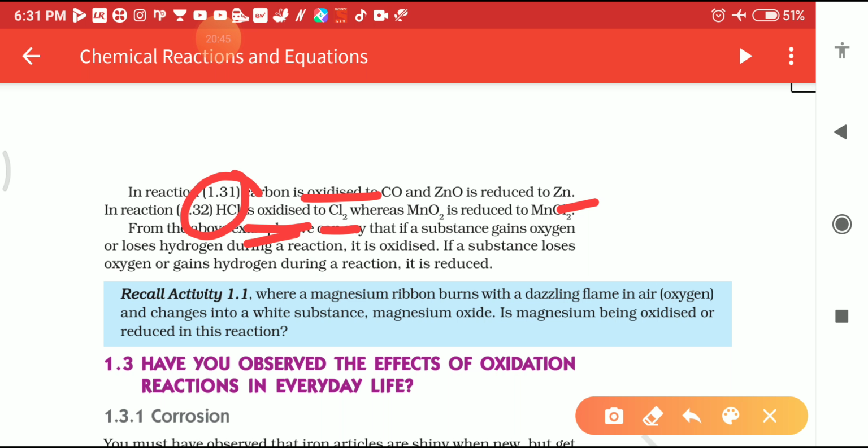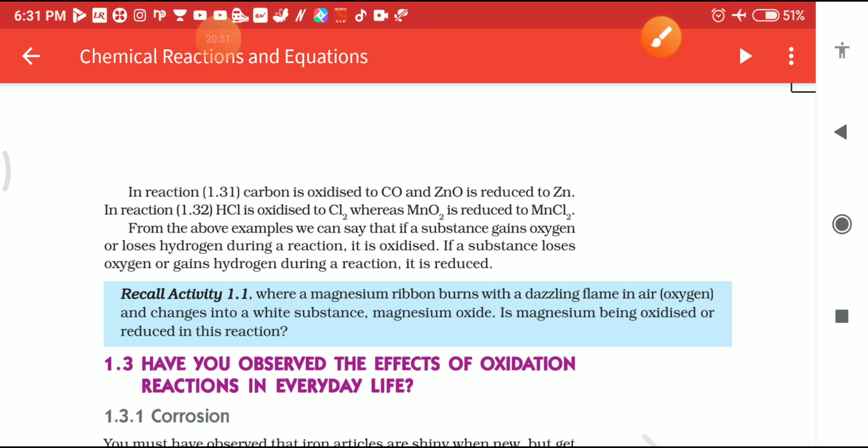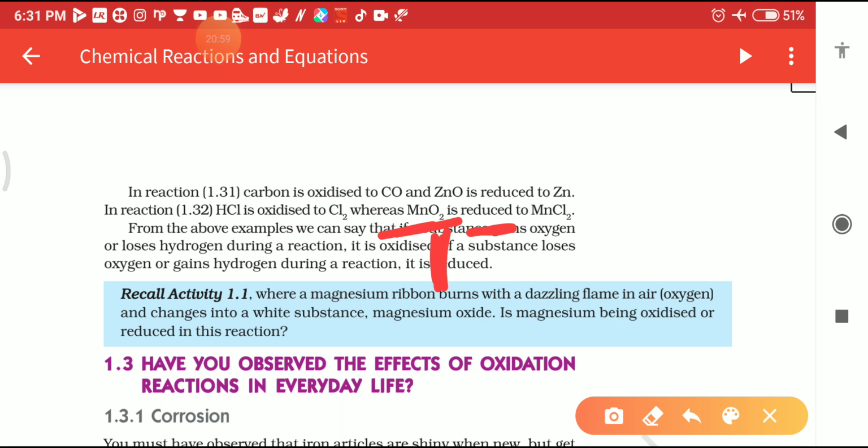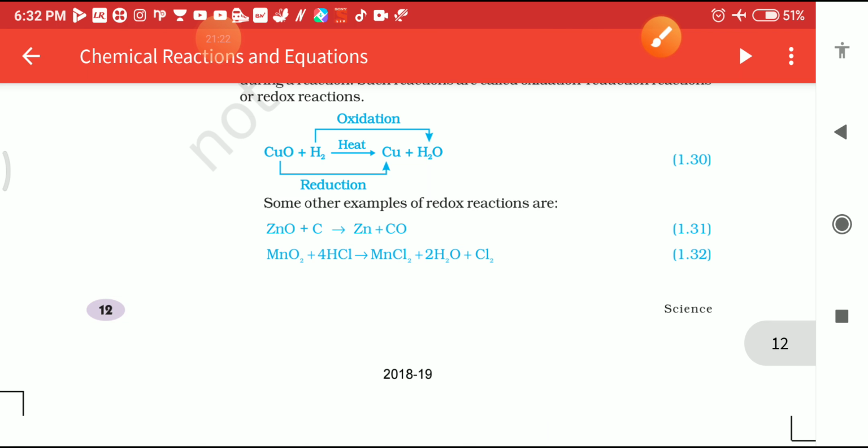Hydrochloric acid is oxidized to Cl2, whereas MnO2 is reduced to manganese dichloride. Why is MnO2 said to be reduced? Because here oxygen is removed. If oxygen is removed, it comes under reduction, because in reduction there is removal of oxygen and addition of hydrogen. That's why manganese oxide is reduced to MnCl2. Okay students, this is all about these two reactions, 1.31 and 1.32.